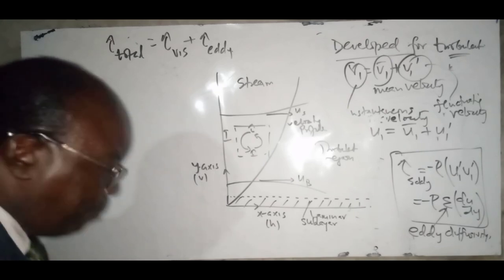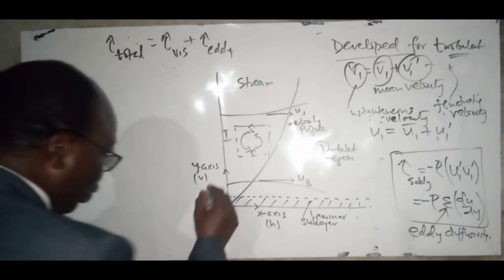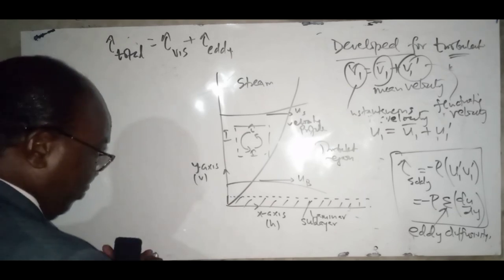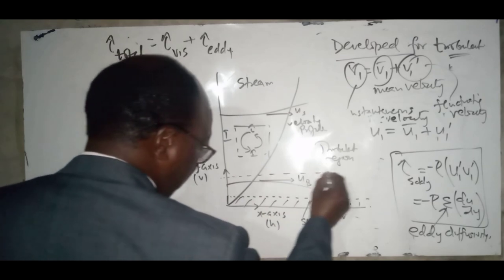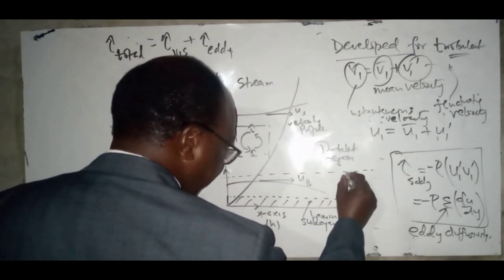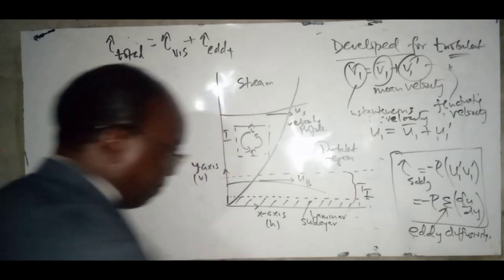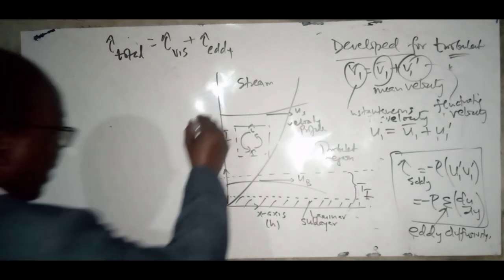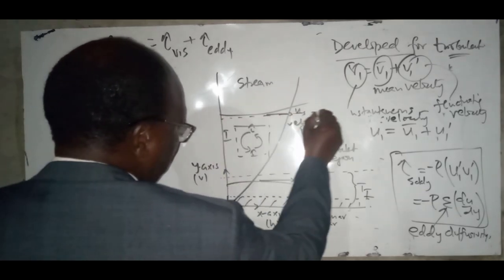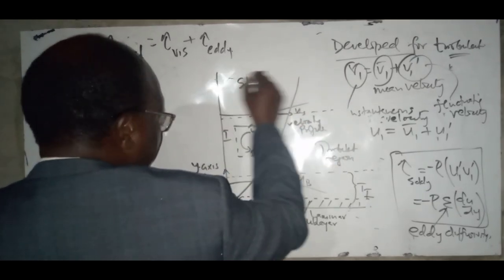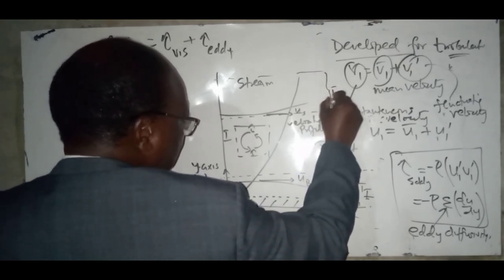Now, suppose we say that, just for illustration purposes, we have the temperature here in this region. Let us call it T1. And let us call the temperature in this region, this is just for illustration purposes, T2.